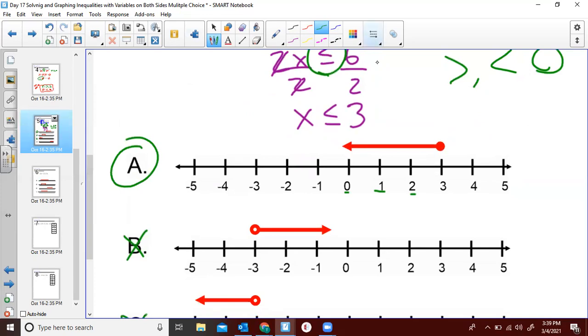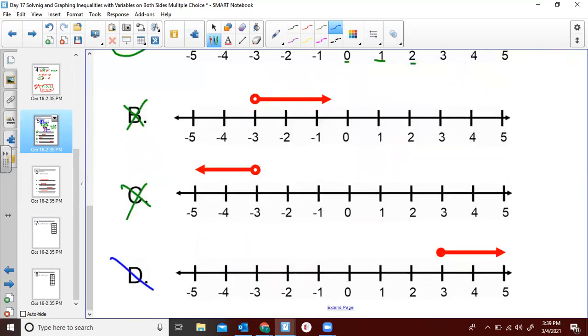But a good way to remember this is to draw your arrow. Which way does this arrow point? This arrow points to the left, which is the way our answer points. Unlike D, where it points to the right, and that's no good.